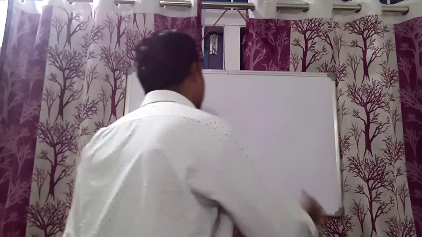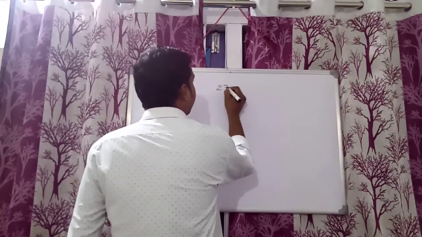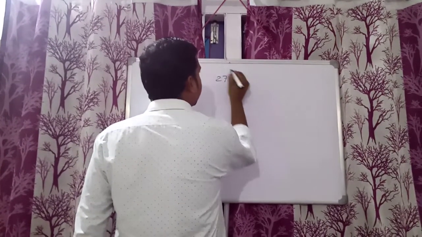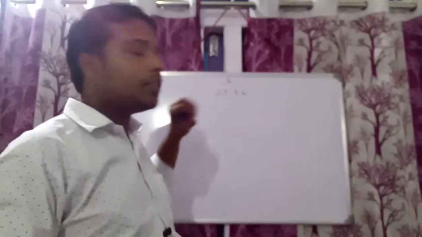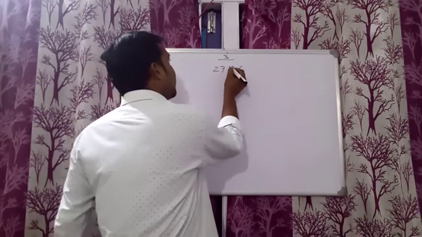Hi students, today I am going to explain you exercise class 7 exercise 3, that is decimals. First of all, you have to know, everyone knows about decimal. Suppose there is 27.36. Everyone knows this is a decimal.